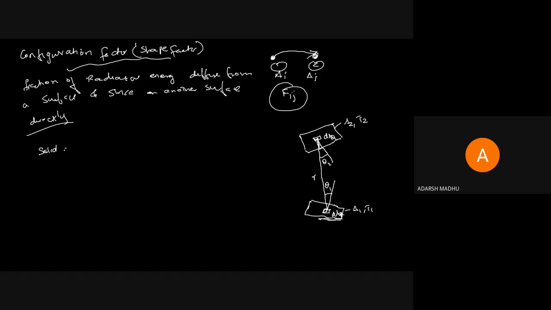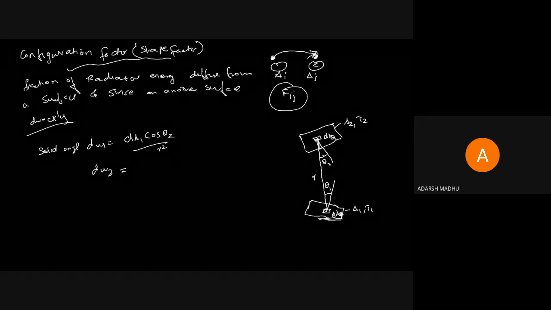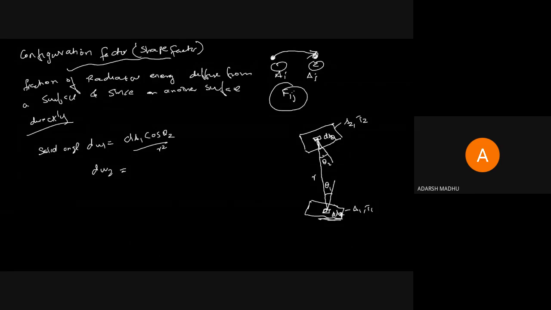Solid angle dW1 and dW2 here. So here dW1 can be written as dA1 cos theta 2 by r square. dW1 is the solid angle subtended at dA1, due to the effect of dA2. So we can write dW1 equal to dA1 cos theta 2 by r square.